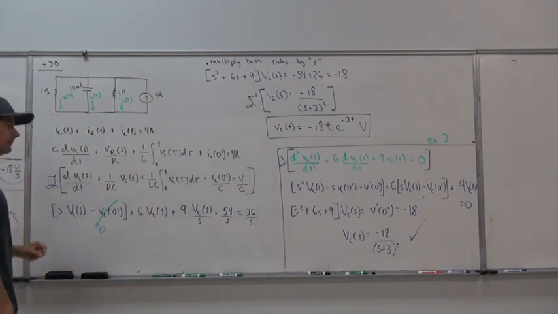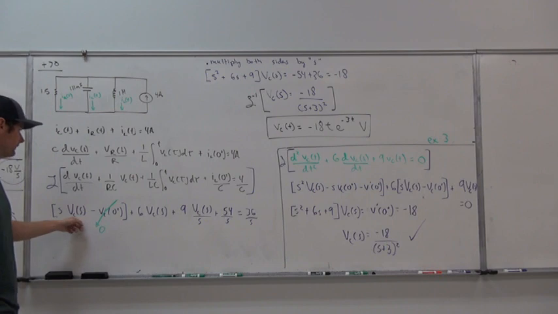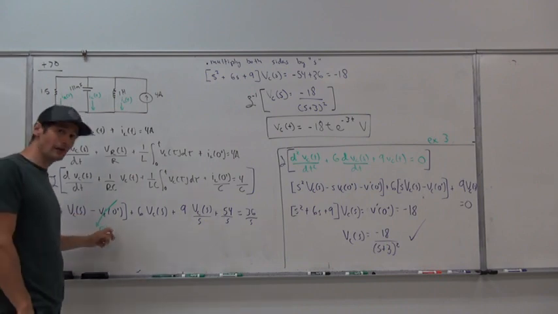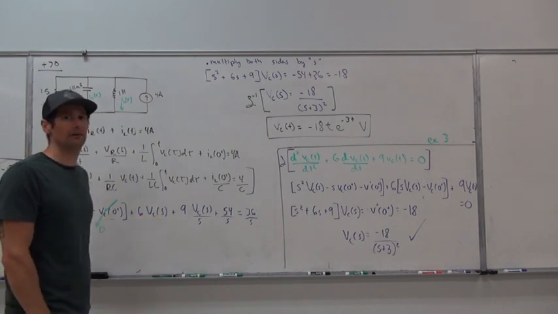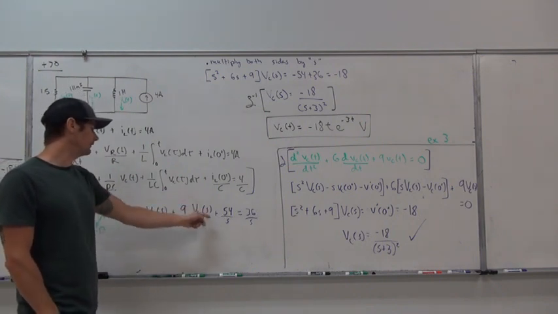Once we go ahead and take the Laplace transform, we get s times Vc of s minus Vc of 0, that we know is actually going to be 0 up front, plus 6 times Vc of s, plus 9 times Vc of s divided by s.